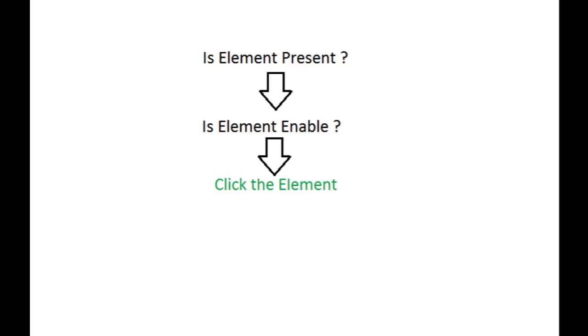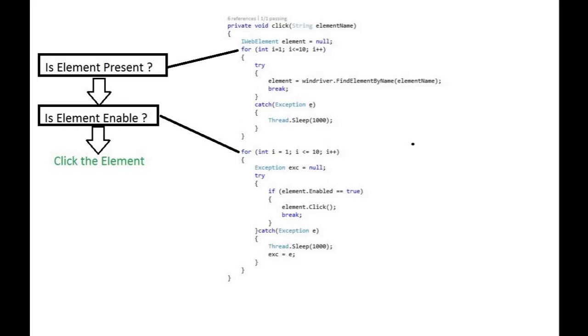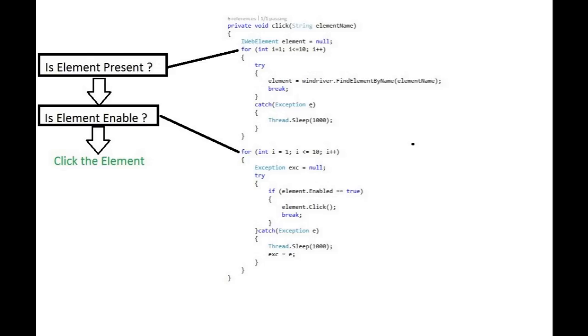You can develop your own way to smartly handle the synchronization issues, but let me tell you how I used to handle it. Let us now create a click method which will check that the element is present and enabled and then click on it. So this is the code of a customized click which is divided into two for loops. In the click method, I will pass the name of the element I want to click. The click method has some code to locate the element and it will click on it.